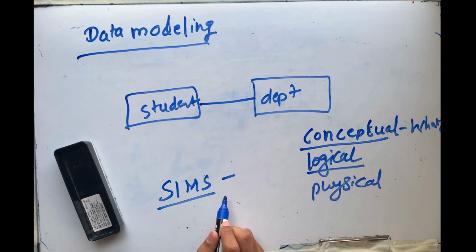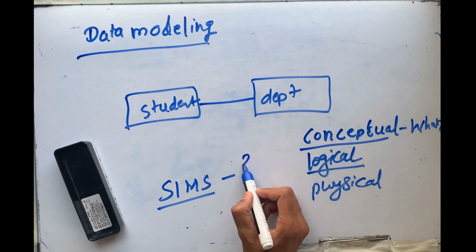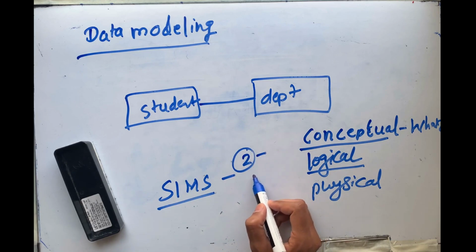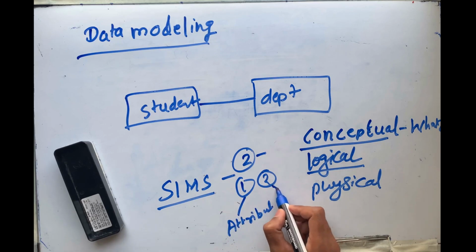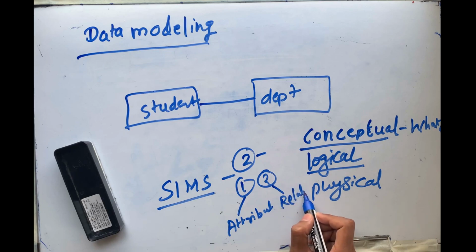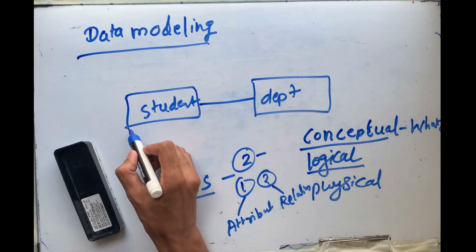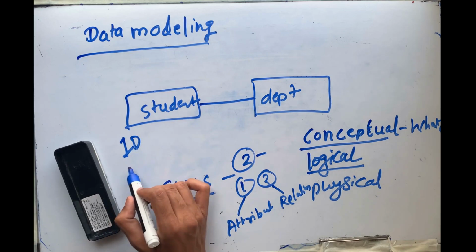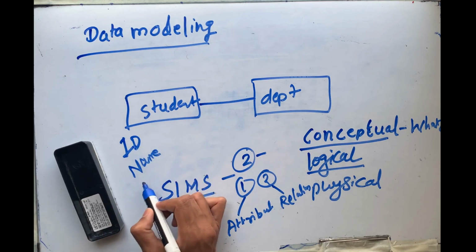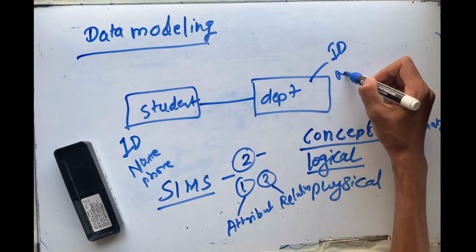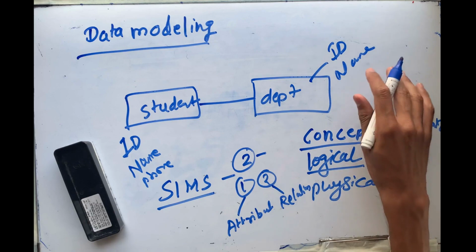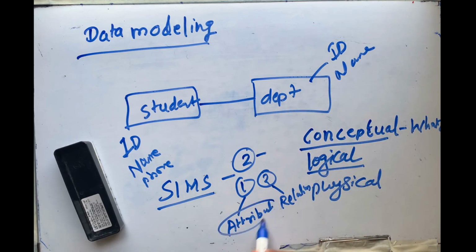And the second one is the logical. In this logical model there are two things. One is that we have to identify attributes or columns, and the second thing is to identify the relation between two entities. Columns means we have to identify that student has an id column, a name column, a phone number, and department has a department id and a department name. So we have to identify these columns as attributes. This is the first one.